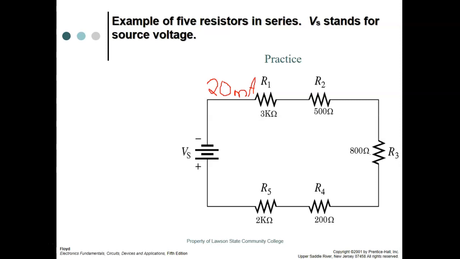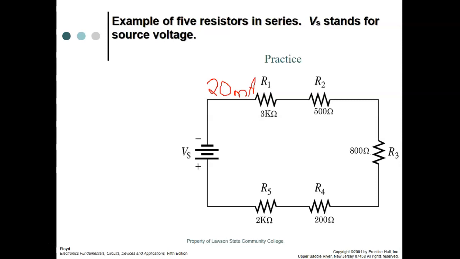To get your resistance total, you add all your resistance. But what I can do from here is find my voltage total. How am I going to do that? I'm going to multiply my current times my resistance. All right, so what is 20 milliamps? That's 0.02 multiplied by 6.5 kilo. That's 130 volts. Okay.